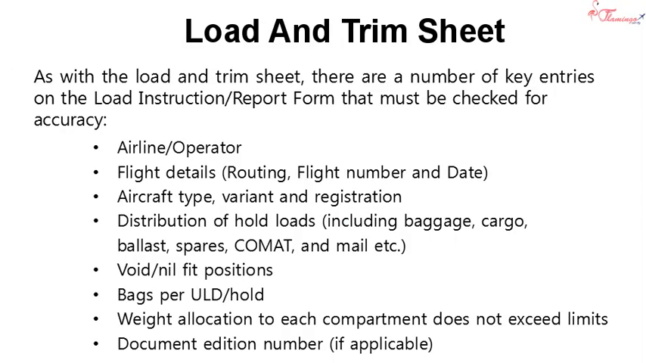As with the load and trim sheet, there are a number of key entries on the load instruction report form that must be checked for accuracy: airline/operator flight details, routing, flight number and date, aircraft type, variant and registration, distribution of hold loads, including baggage, cargo, ballast, spares, command, and mail, etc. Void/nil fit positions, bags per ULD/whole weight allocation to each compartment does not exceed limits, document edition number, if applicable.